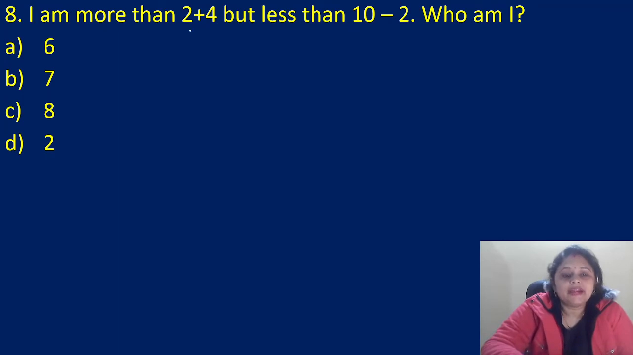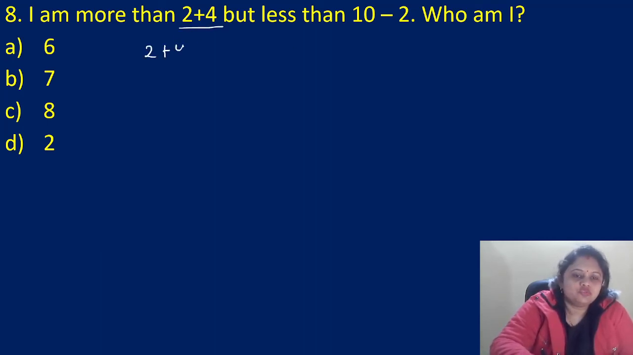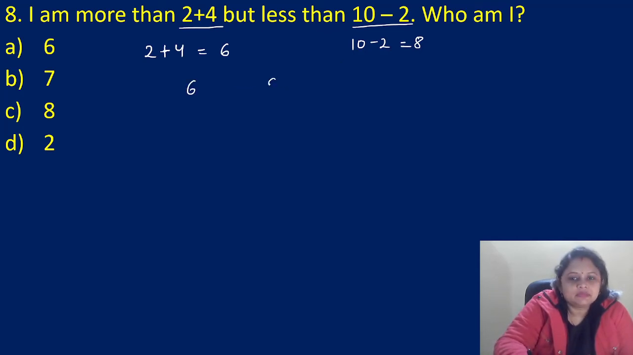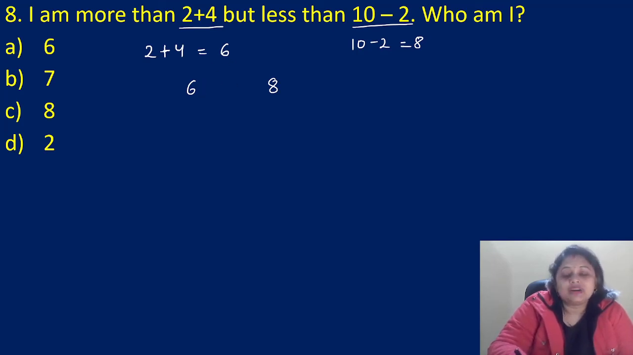I am more than 2 plus 4 but less than 10 minus 2. Who am I? Okay, I am more than 2 plus 4. So, what is the value of 2 plus 4? Everyone knows it. That is 6. But less than 10 minus 2. So, what is the value of 10 minus 2? 8. So, children, can you tell me which number is present between 6 and 8? Because it is told that I am more than 6 but less than 8. So, what is the number that is present between 6 and 8?